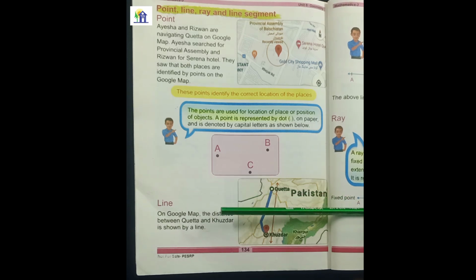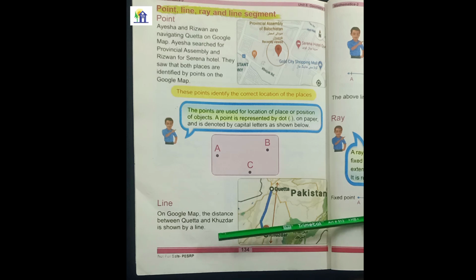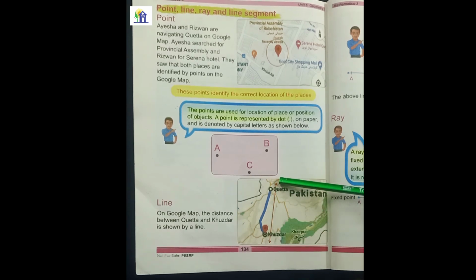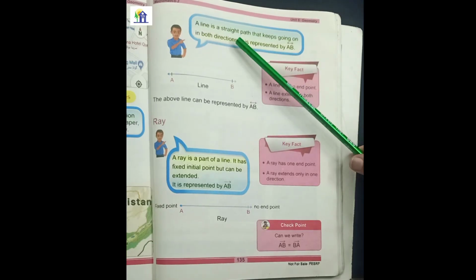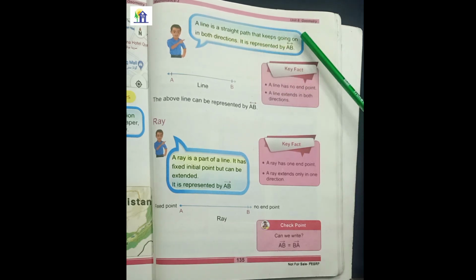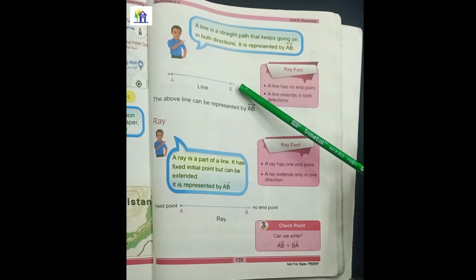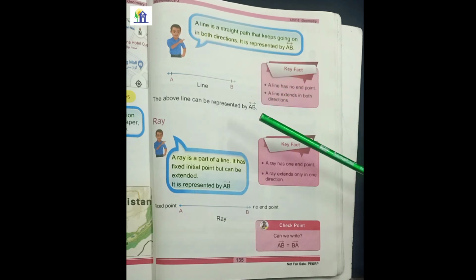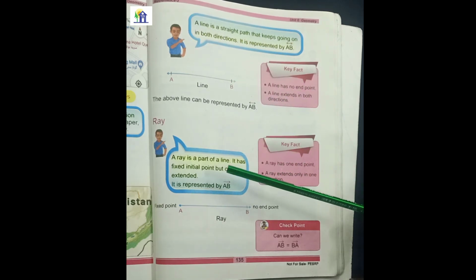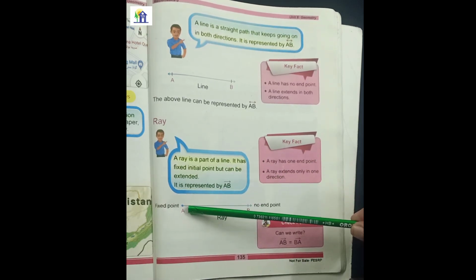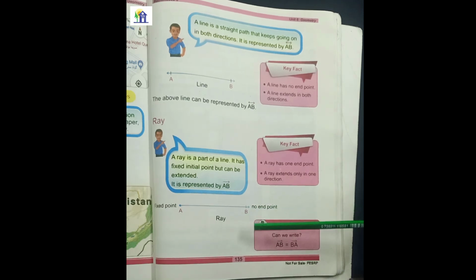Student, what is a line? On Google Map, the distance between Quetta and Gwadar is shown by a line. Quetta, Gwadar can be shown by a line. A line is a straight path that keeps going on in both directions. A line has no endpoint. It can be extended in both directions. What is a ray? A ray is a part of a line. It has a fixed initial point but can be extended in the other direction.